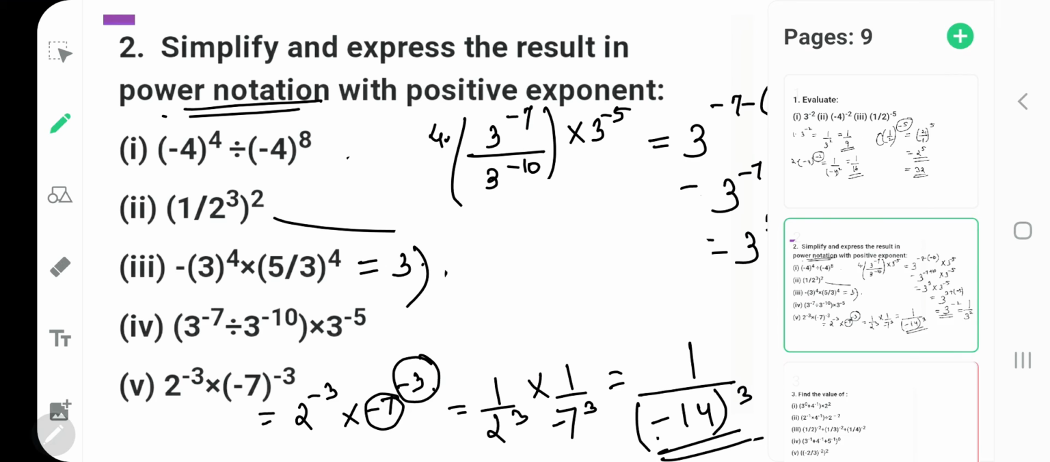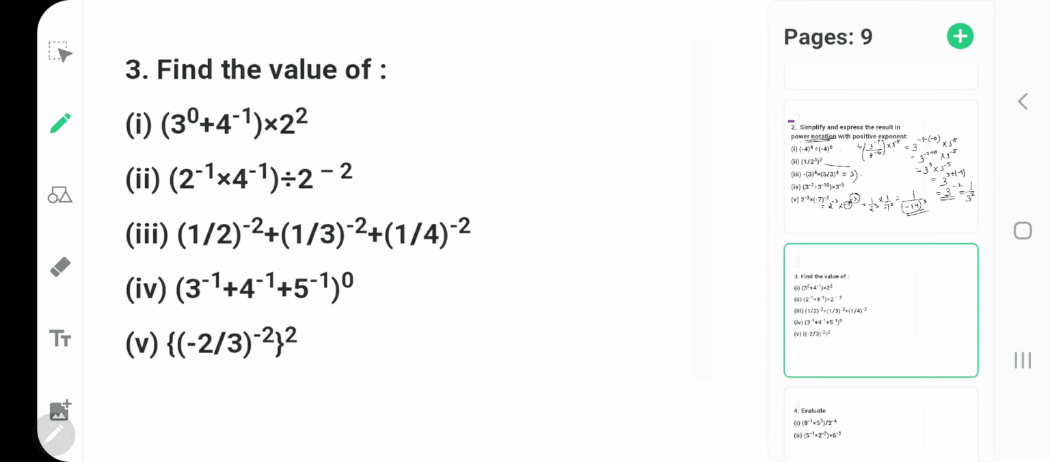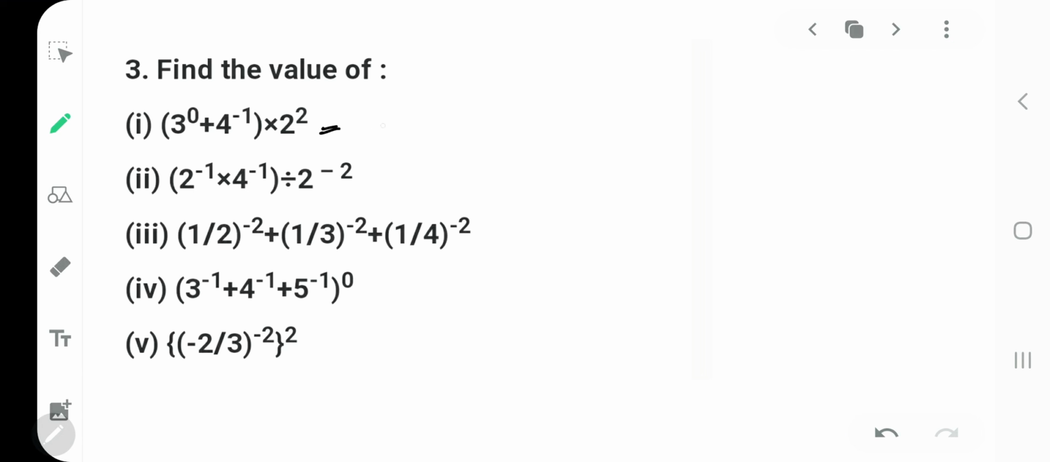Shall we jump to next? Our next part is something like this. You have to find the values. My dear kids, let's start with number 1. We have 3 raised to 0, and I said any base with the exponent 0 will have answer 1. So it will be 1 plus 4 minus 1 into 2 raised to 2. Am I clear with this?